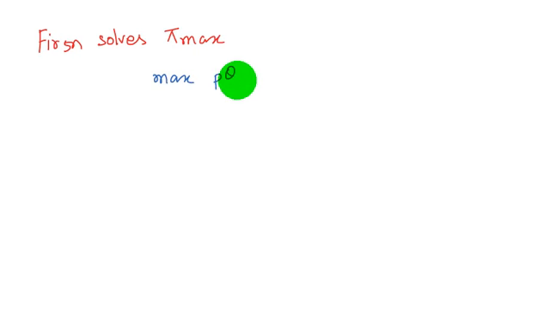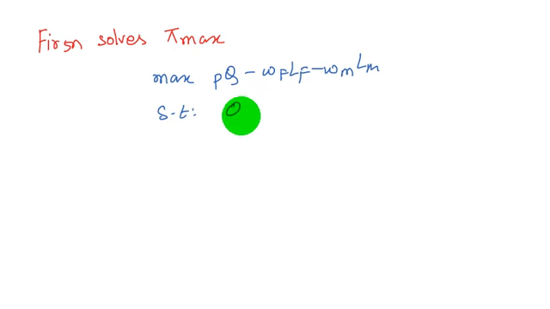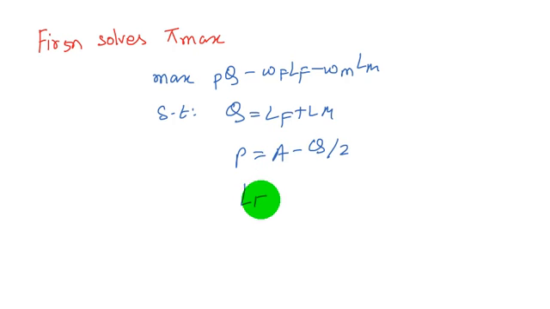The firm solves the following profit maximization problem, that is, maximize PQ minus WF LF minus WM LM subject to Q equals LF plus LM, P equals A minus Q by 2, and LF equals WF epsilon F, whereas LM equals WM epsilon M.